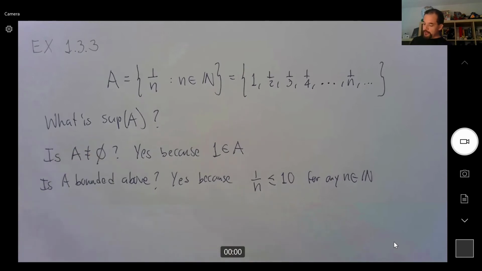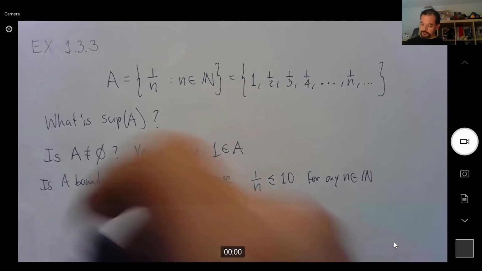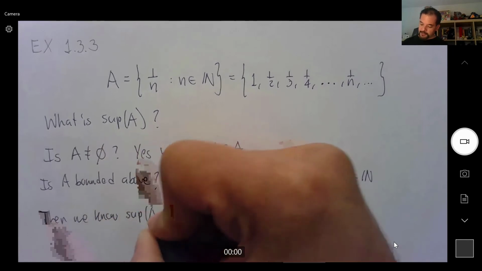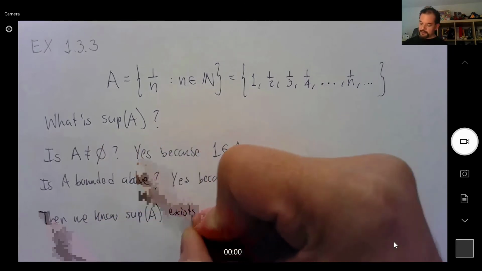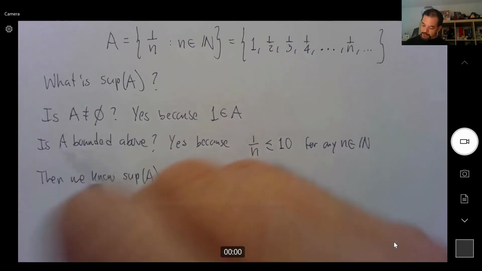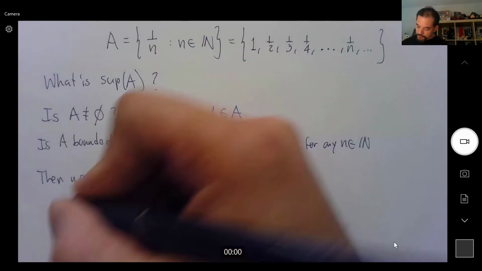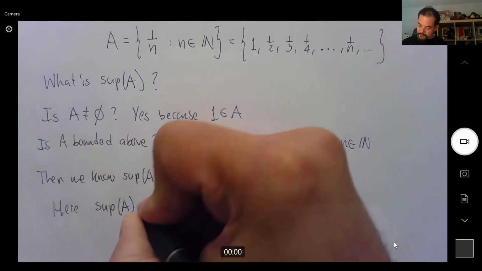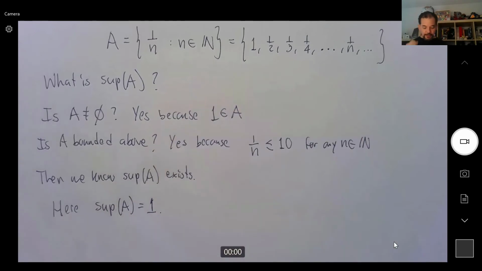So, because the answer to these two questions is yes, we know by the axiom that the supremum exists. So we know the supremum of A exists. There has to be the least of the upper bounds. What is it? 1. Yes. So the supremum of A is 1. And wouldn't it also be a maximum? Because it's contained in the set? Good. I haven't defined the maximum, but that's where I'm going with this.